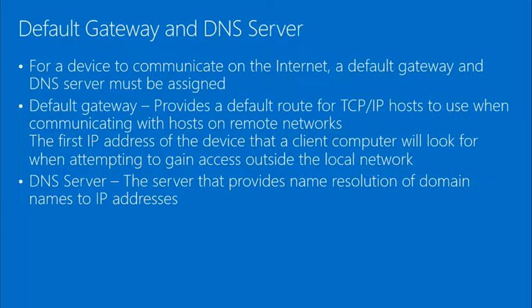So basically, I can access my own network just fine, but now I need to access a device on the other network. The minute my device sees, hey, I'm going to try and talk to a device on another network, now it knows I've got to go to my gateway. My gateway will allow me to communicate with devices on my other network.